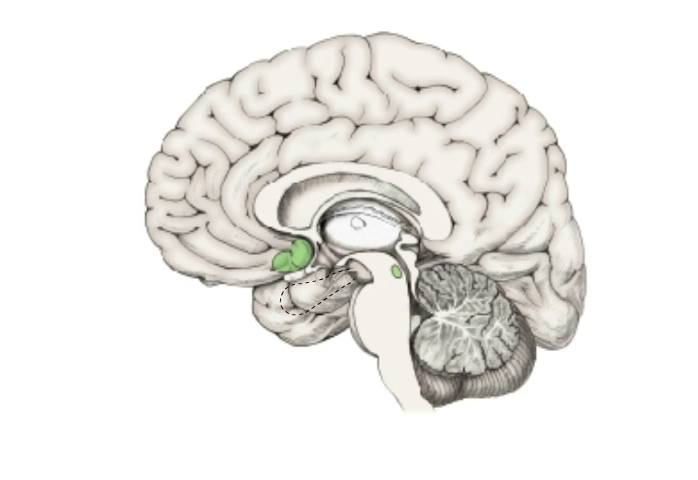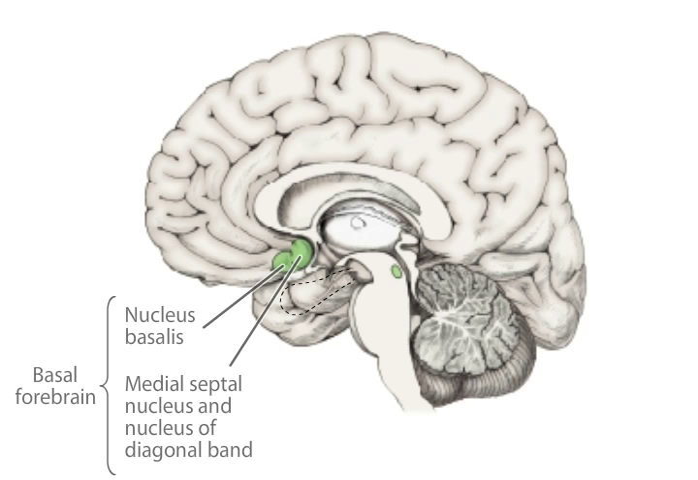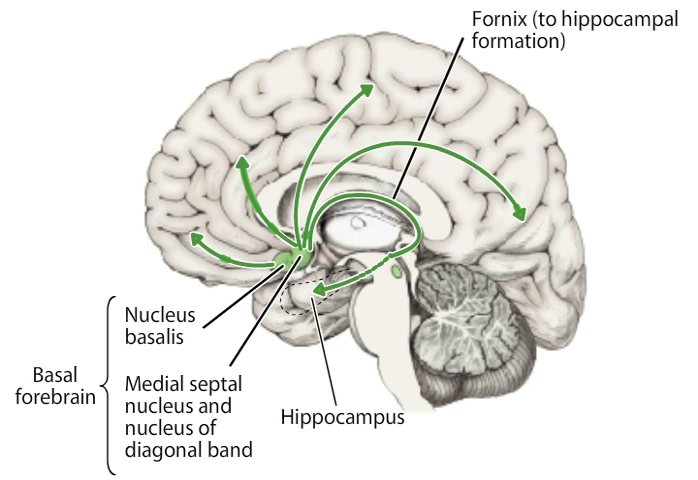In the brain, several distinct clusters of cholinergic cells are present. The basal forebrain includes major groups of cholinergic cells in the medial septal nucleus, the nucleus of the diagonal band, and the nucleus basalis. These cholinergic cells project to the hippocampus and amygdala, as well as throughout the cerebral cortex.